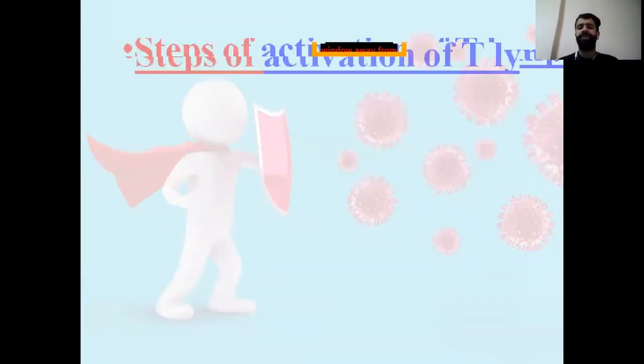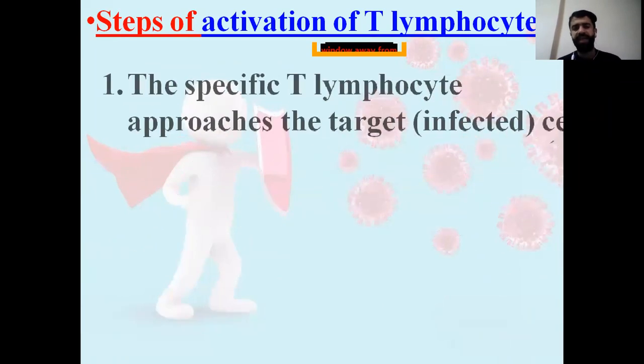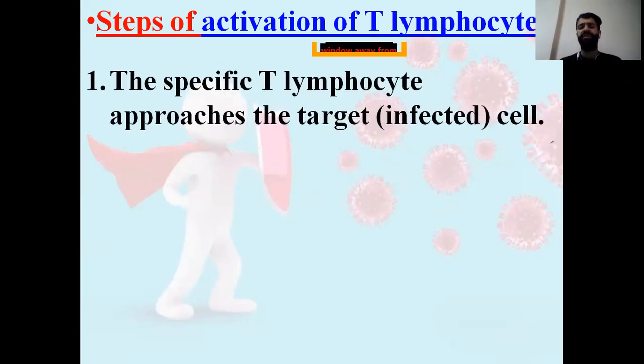So what are the steps of activation of the specific T lymphocytes? Here, I'm talking about the specific immune response, so it depends on the identity of the intruder. The T lymphocytes are activated in two cases. First, whenever we have a virus. Second, whenever we have an allograft or graft rejection. So they are specific for these two cases.